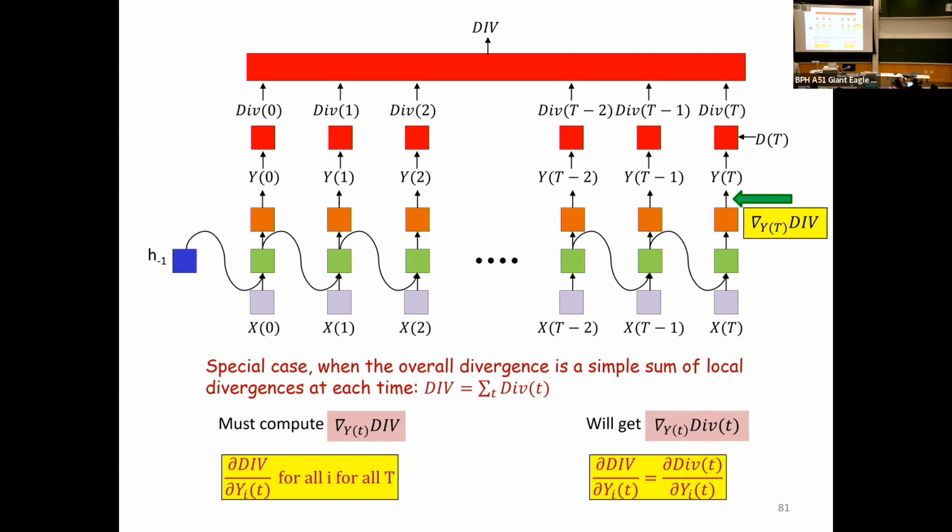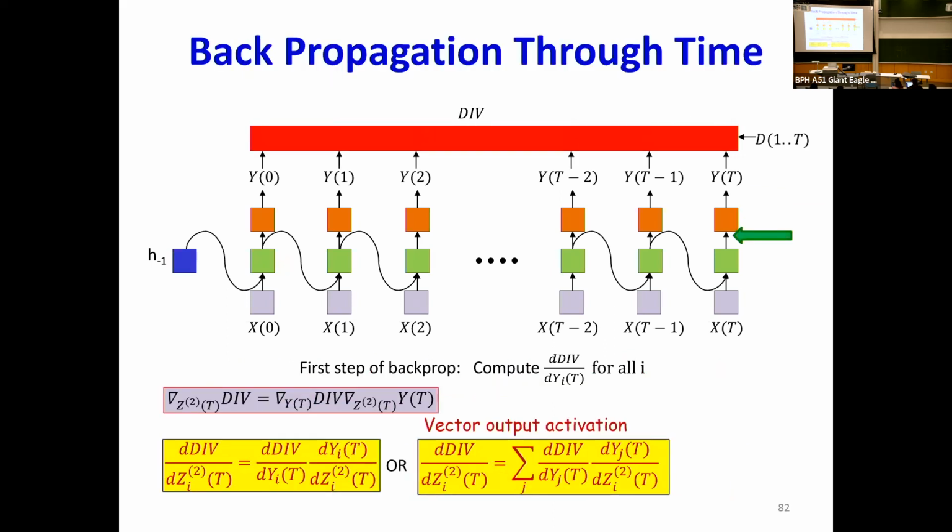So now if you're doing back propagation, what's the next thing you would compute? What would it be, guys? So what is the first step? You're going to compute the derivative right there, are you not? The derivative with respect to zt. And so the derivative of the divergence with respect to z2 of t is going to be the derivative of the divergence with respect to y of t times the derivative of y of t with respect to z2 of t. And this, of course, is the Jacobian of the activation, right?